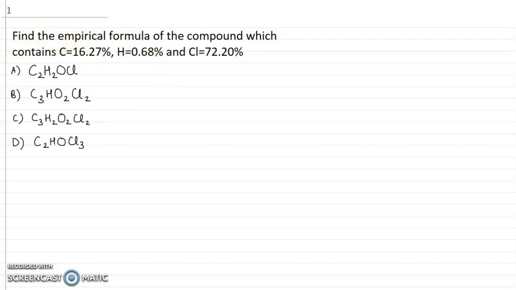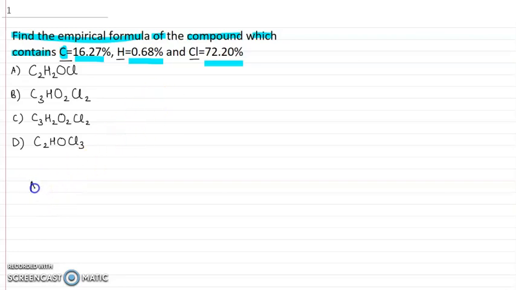So here we have the question: find the empirical formula of the compound which contains carbon. Here we are given the percentages of carbon, hydrogen and chlorine. But in the options we can see oxygen also. It means that the given compound has carbon, hydrogen, chlorine and oxygen. So here we are given the percentages.